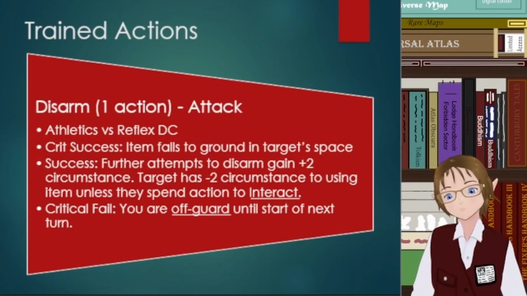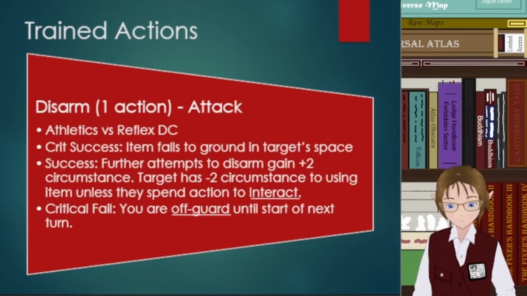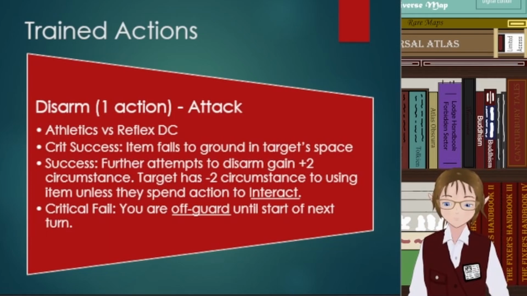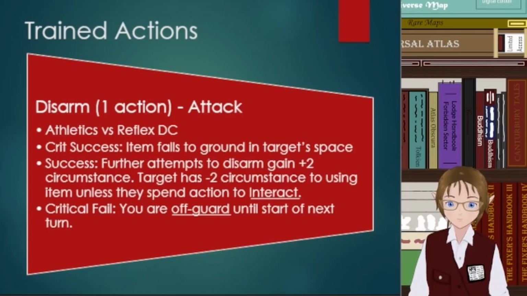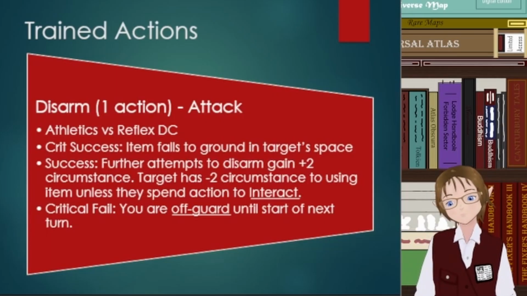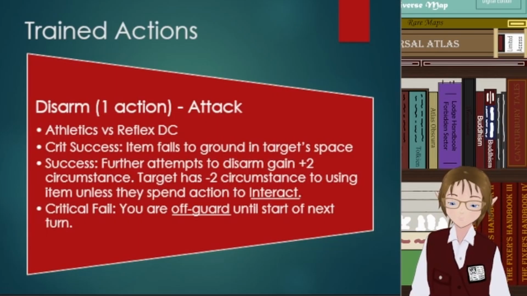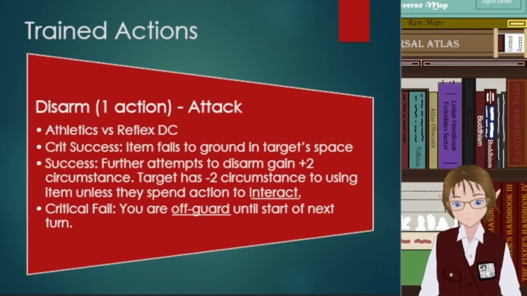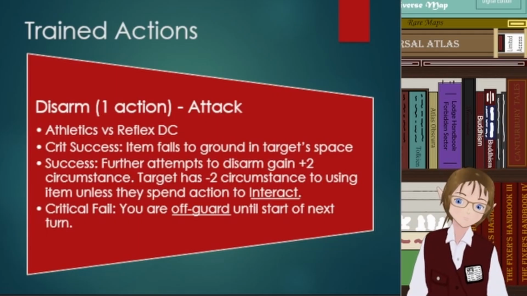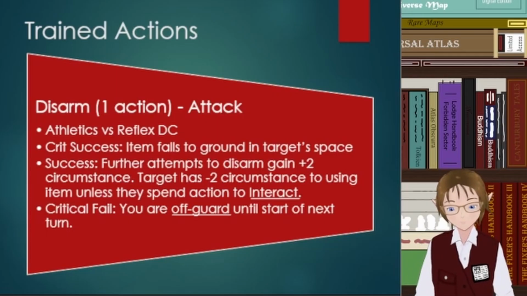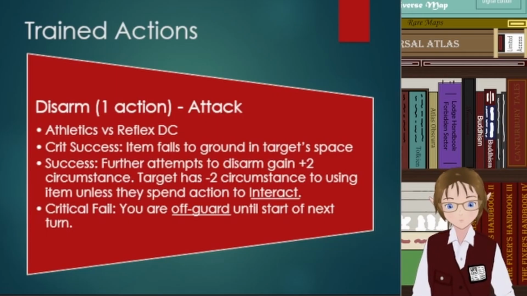Lastly, there's only 1 trained action with the athletics skill. This is Disarm. It's rolled as athletics versus reflex DC. Contrary to what you might think, a success on a disarm attempt only gives you a +2 circumstance bonus to your next attempt to disarm them, and the target has a -2 circumstance bonus to using the item unless they spend an action to interact and change their grip on it. Only on a critical success do you knock the item out of the target's hands.